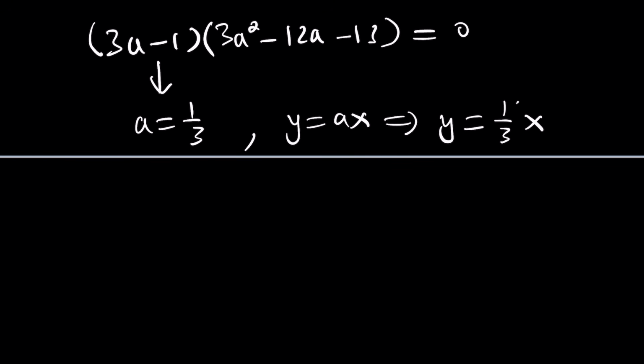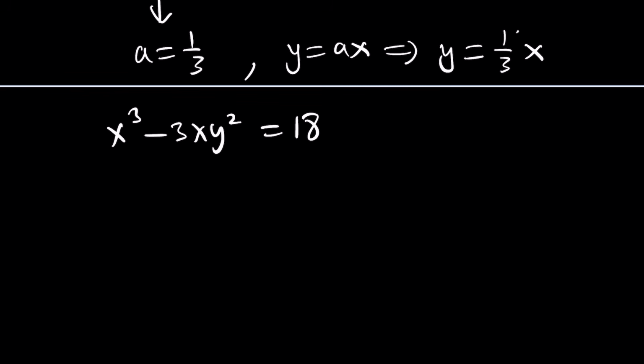So now we're going to go back to one of our equations, maybe the first one, x cubed minus 3xy squared equal to 18. And from here, guess what? We're going to be able to plug in y and solve for x. X cubed minus 3x multiplied by 1/9 x squared is equal to 18. This is going to go into 9.